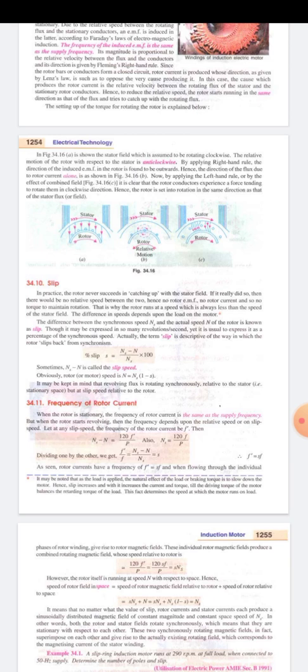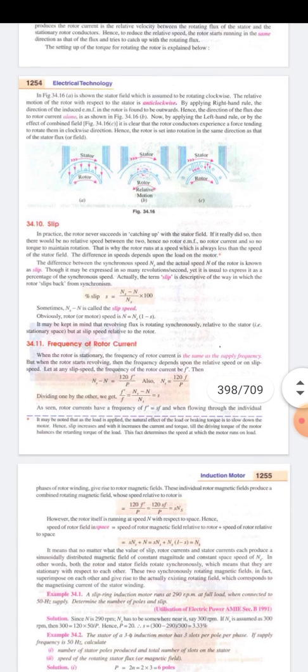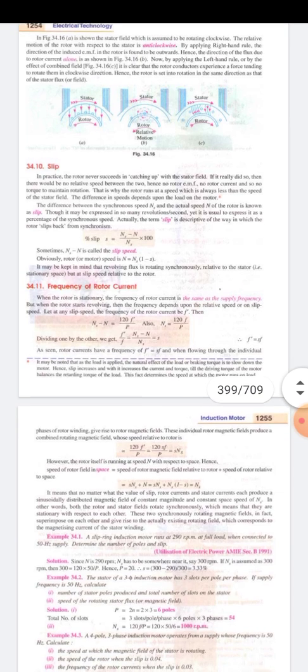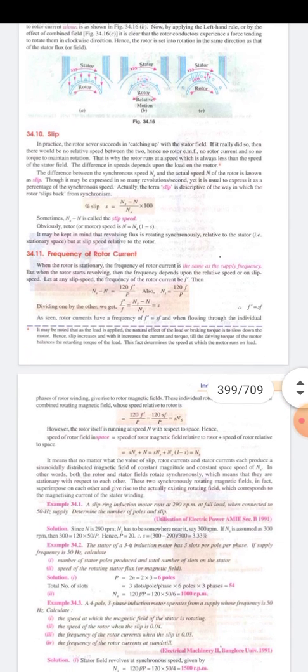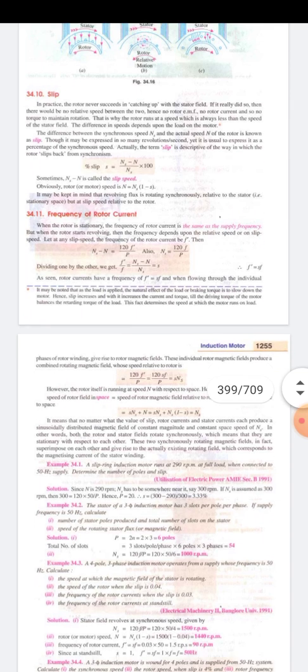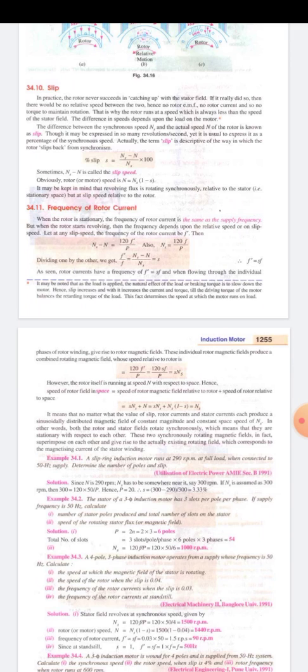Now, students, let us understand slip. In practice, the rotor never succeeds in catching up with the stator field. If it really did so, then there would be no relative speed between the two, hence no rotor EMF, no rotor current, and so no torque to maintain rotation. That is why the rotor runs at a speed which is always less than the speed of the stator field. The difference in speeds depends upon the load on the motor.